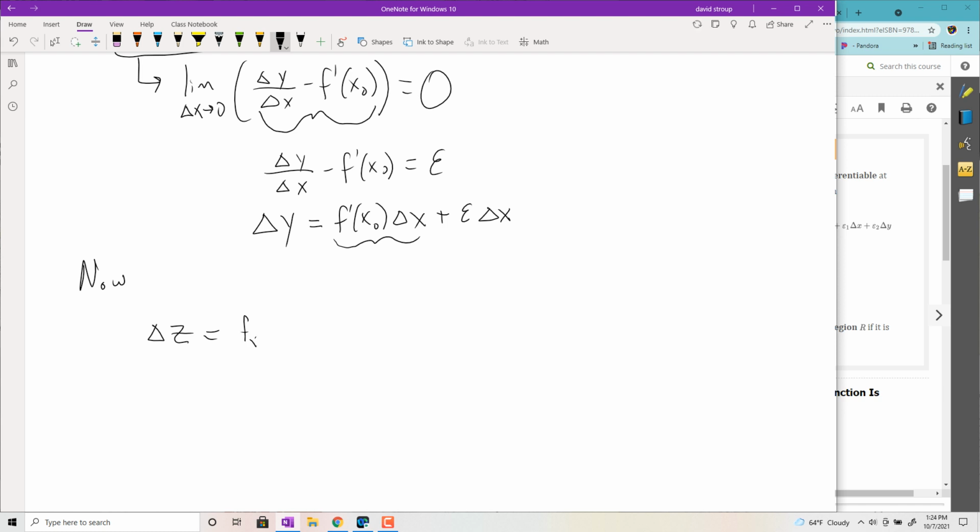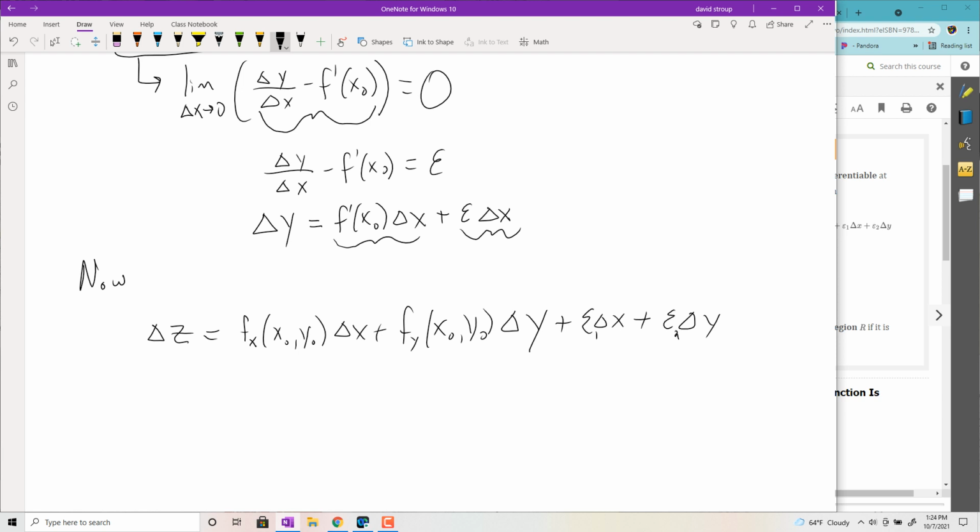So we have f with respect to x of (x sub 0, y sub 0) times change in x, and then plus the other one, f sub y of (x sub 0, y sub 0) times change in y. And then there are two of these. So there's going to be a change in x version and then a change in y version, and two different epsilons. So the thing will be differentiable if epsilon 1 and epsilon 2 go to 0 as change in x and change in y go to 0.